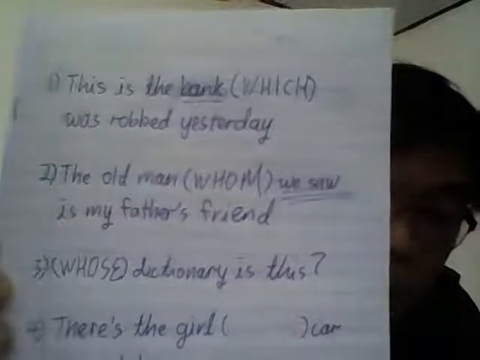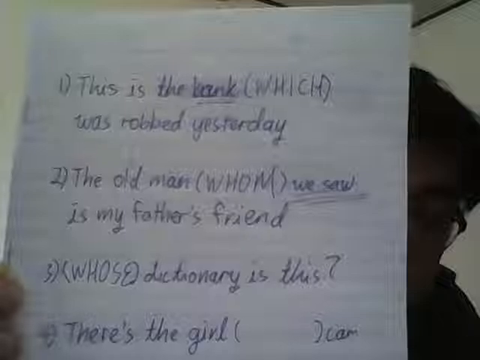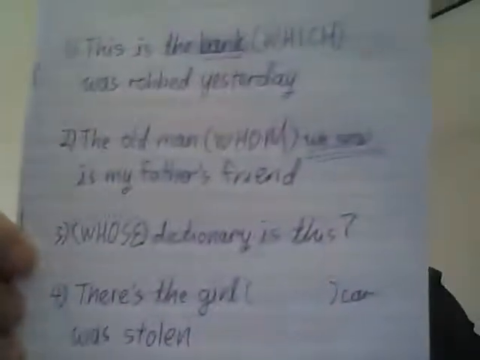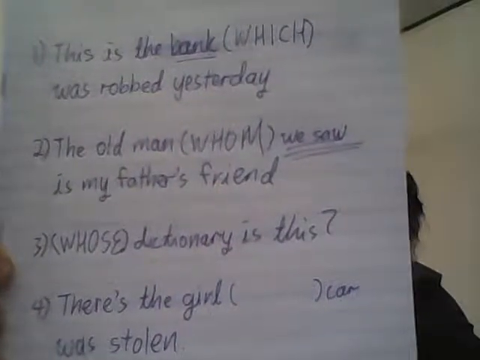So over here, he's not an object. He's not a subject. He's a person who owns something. So what do we use? We use the word whose over here. Okay. Whose dictionary is this? Now let's look at the one at the bottom.